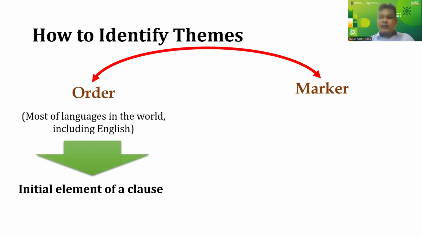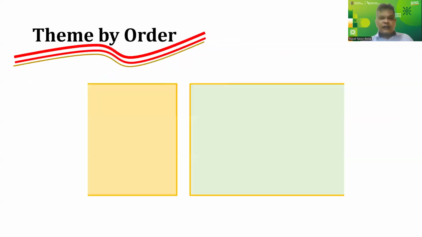What is it? What comes first in a clause is a theme, or the theme is the initial element of a clause. Meanwhile, there are few languages in the world where themes are identified based on certain markers, including Batak language and Japanese language. But most of the languages in the world use order as the factor used to identify themes. Now, let's go on with identifying theme by order. Why? Because we focus on the English language, and in English, themes are identified by order.